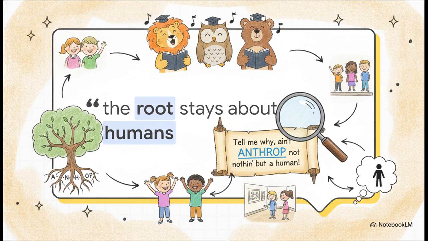Okay, so here is a fun rhyme to remember the root right off the bat. Tell me why ain't anthrop nothing but a human? So what does that actually mean for us? Well, it means that whenever you see the letters ANTHROP in a word, I want you to immediately think about people. Think about humans or human behavior. That is your unbreakable baseline rule for today. Every single word we look at is going to connect back to this one human-centered idea.